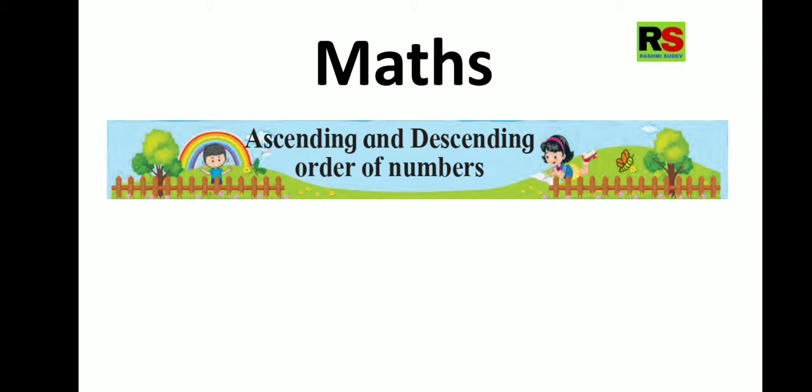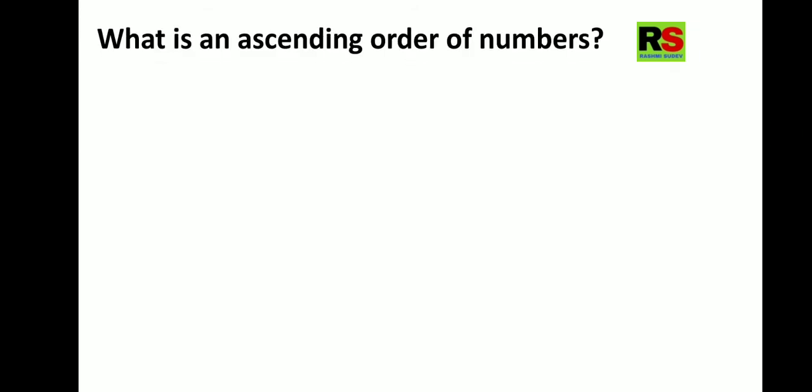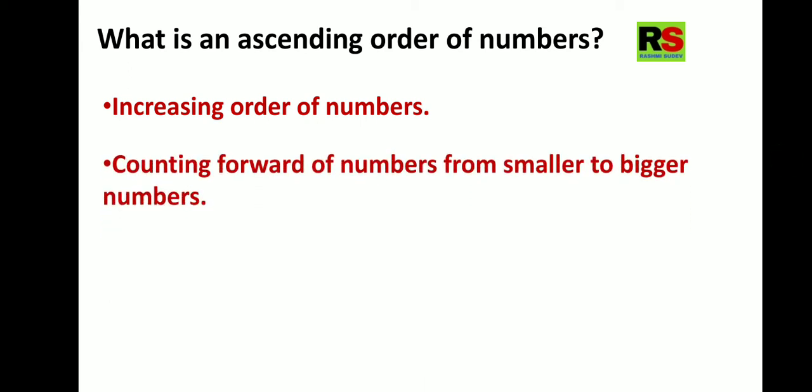So maths, ascending and descending order of numbers. What is an ascending order of numbers? Increasing order of numbers. Some numbers will be given that you have to arrange in an increasing order. The smallest number will come first, then the bigger number, and then the biggest number. Secondly, you have to count the numbers forward from smaller to bigger number.